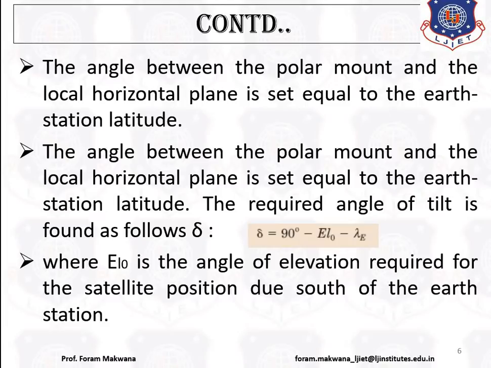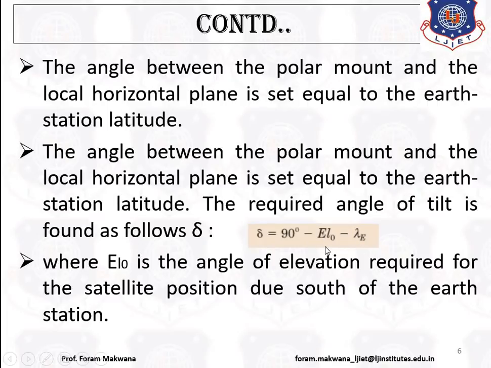Now, how much angle of tilt is required to point at a specific satellite in space? That term is known as the angle of tilt, represented here as delta. It represents the angle between the polar mount and the local horizontal plane, set equal to the earth station latitude. So delta is 90 minus EL0 minus lambda E.